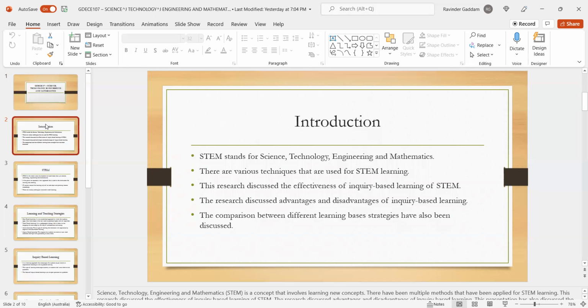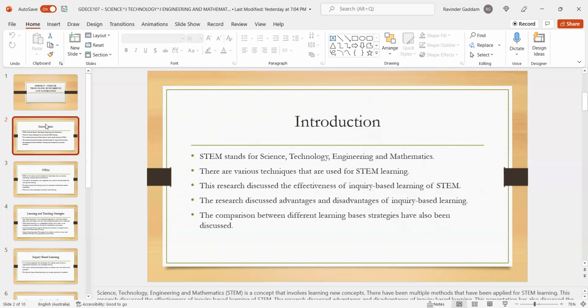There are various techniques that are used for STEM learning, such as ask, research, create, imagine, where these techniques help children to think differently and in a scientific manner. This research discussed the effectiveness of inquiry-based learning of STEM. The research discussed advantages and disadvantages of inquiry-based learning.